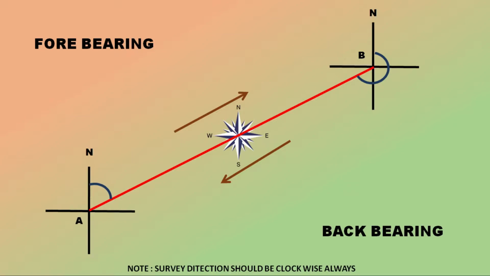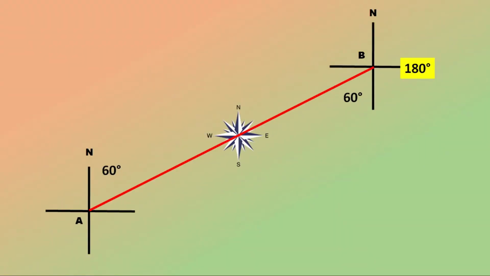So if we want to define, you can say that the reading which is taken in direction of survey line is known as forebearing, and the reading which is taken in opposite direction of survey line is known as backbearing. But in WCB measurement system, all the angles should and must be measured in clockwise direction. Now let's understand this with an example.